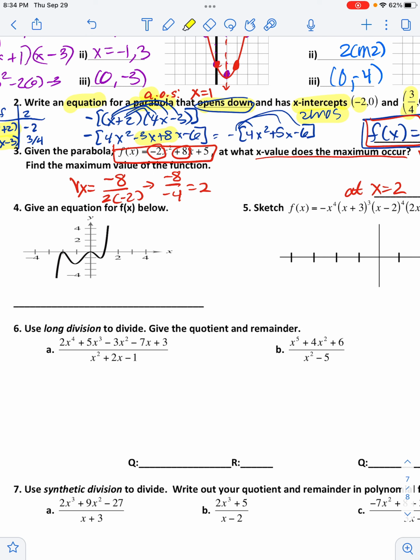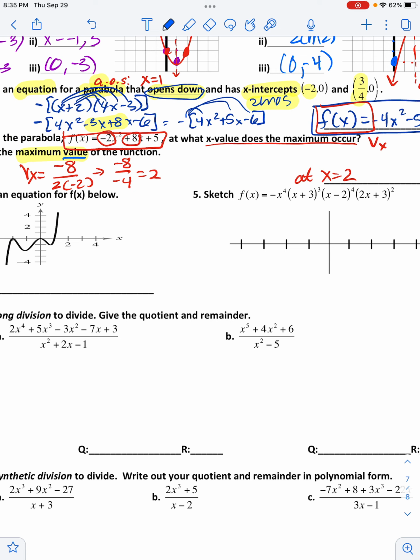And then it says to find the maximum value. If you remember when we talked about 2.3, I kept saying x is a location, it's a where. Y is a value. It's going to be the what. What is the maximum value? So think about how you find that.